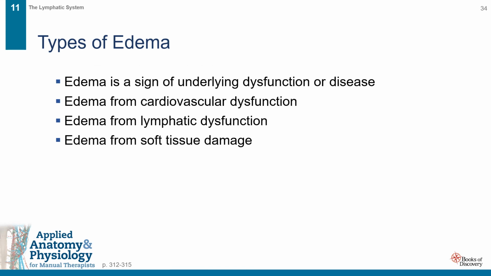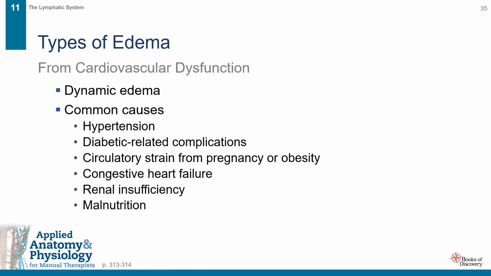Let's now discuss the types of edema. Edema is a sign of underlying dysfunction or disease. It can be from cardiovascular dysfunction, lymphatic dysfunction, or from soft tissue damage. Edema that is related to dysfunction or disease in the cardiovascular system, which is also referred to as dynamic edema, is the result of imbalance between the dynamic forces of capillary filtration and fluid uptake by the lymphatics.